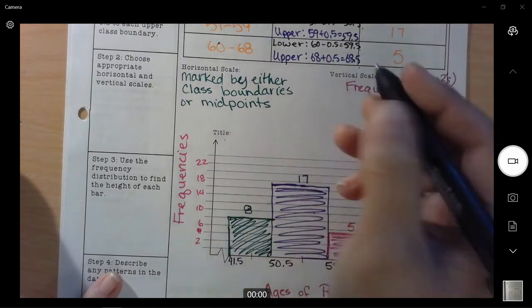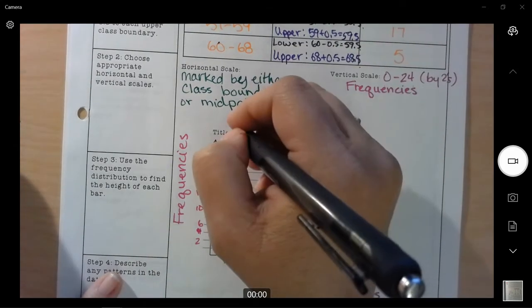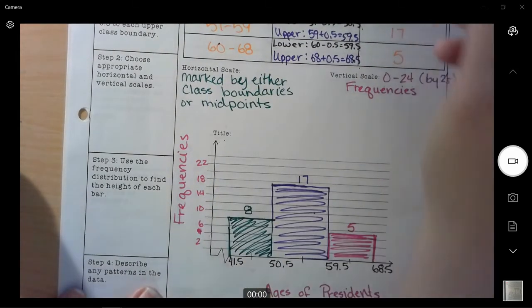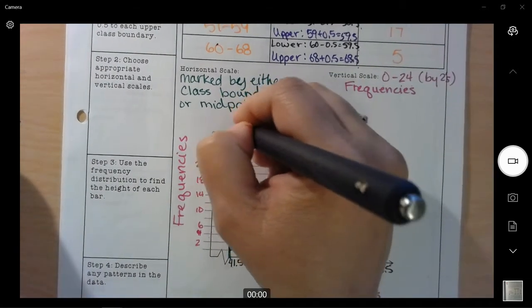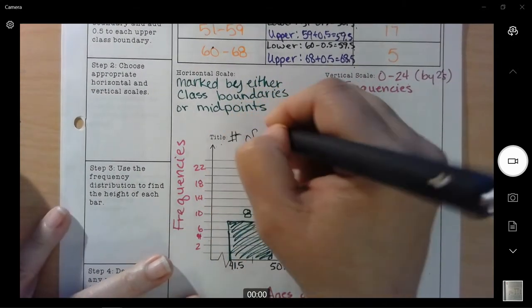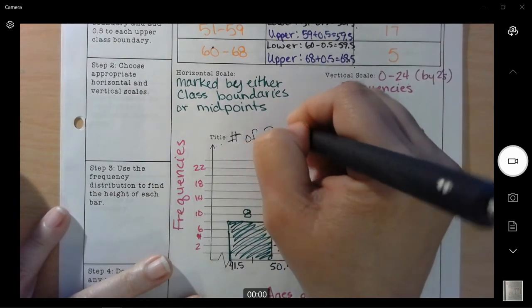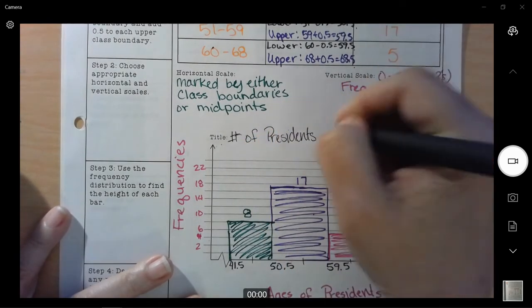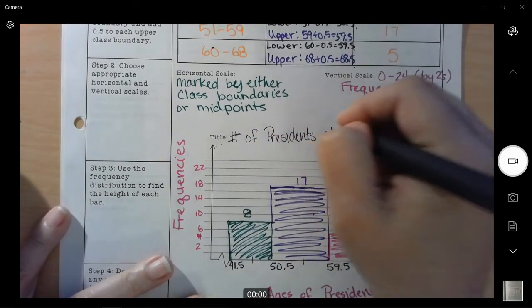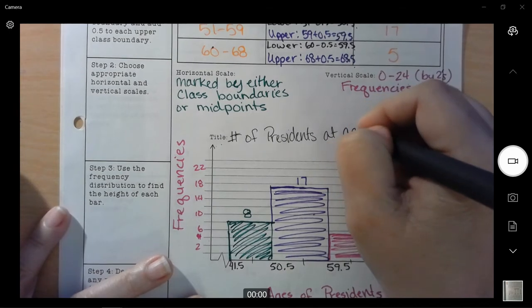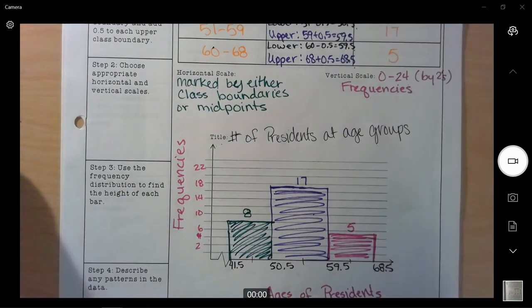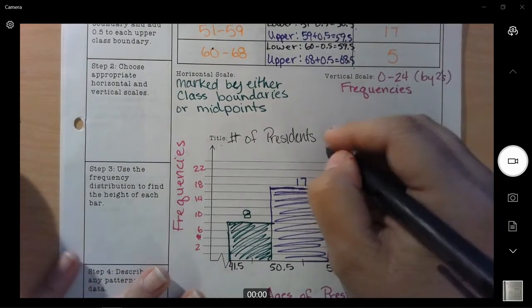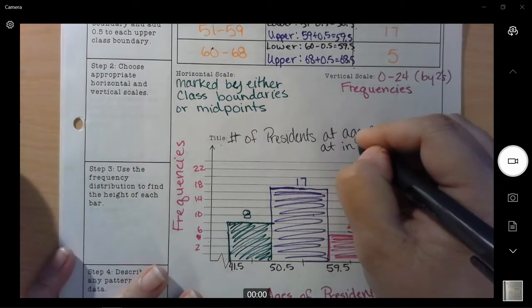Now you do want to make sure to have a title. So you want to make sure to have your title relate to the question. This is number of presidents at age groups, or something like that. Something that will be related to the actual question, and you should say at inauguration.